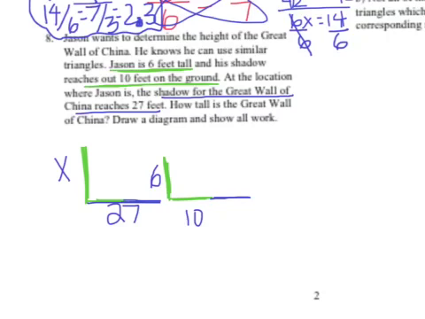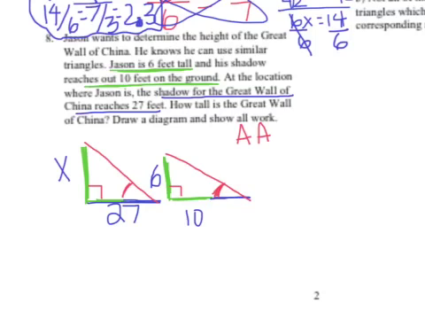So since I really have 2 similar triangles, and the main reason is, first of all, the sun is coming down and giving us this angle that's the same in both, and there's a 90-degree angle, we can say by angle they're similar.